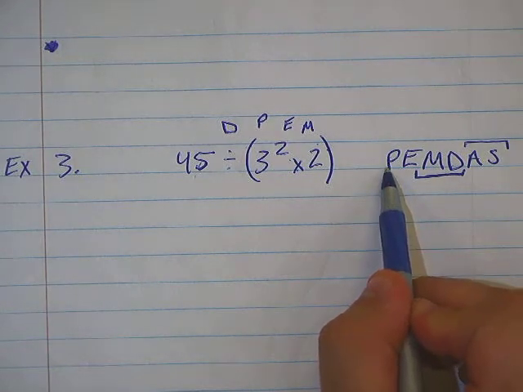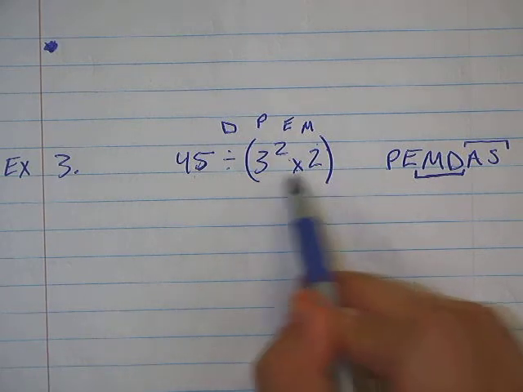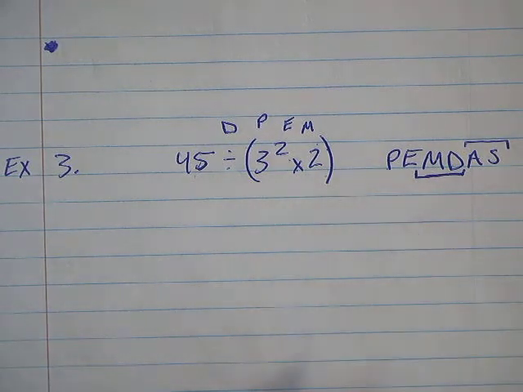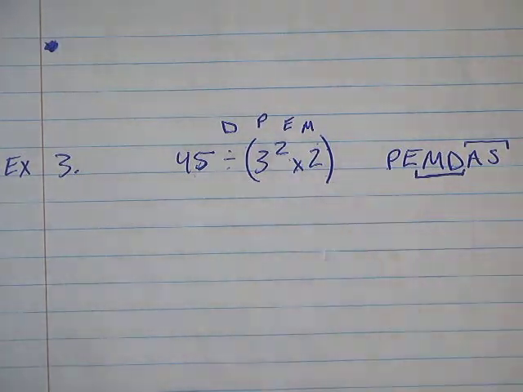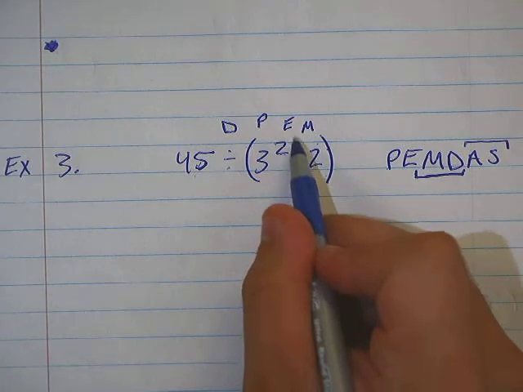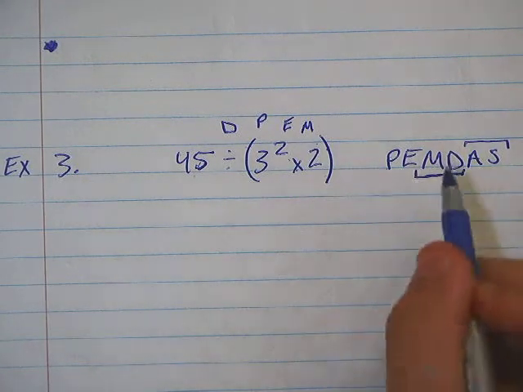So PEMDAS, the first thing we have to look for is a parentheses, and I see it right here. Whenever you have a parentheses inside an expression, you always start there. Everything outside of the parentheses we'll get to later. So we're going to start off on the inside of our parentheses. And on the inside of our parentheses, we have an exponent and we have multiplication.